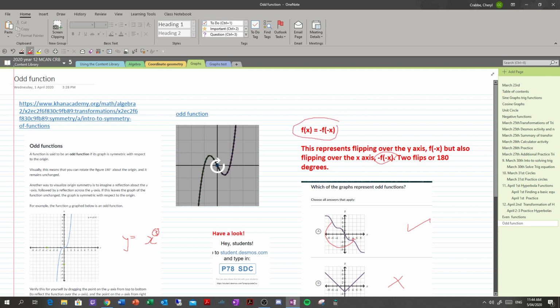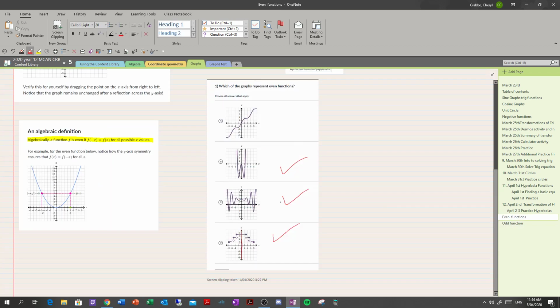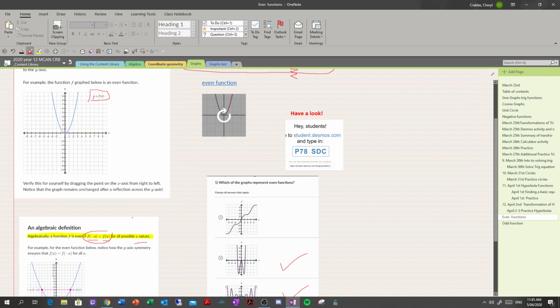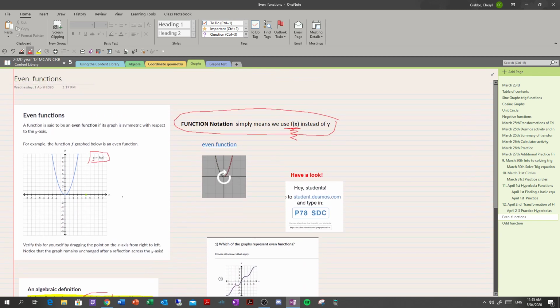So you basically have this statement here with odd functions, and with even functions, you basically have this kind of statement. A function f is even if f of x is equal to f of negative x for all possible x values. And by the way, function notation is f of x. We use f of x instead of y. Basically, that's all you need to know at this point. So you see f of x, that means we're dealing with a function, and basically y is equal to f of x. That's how we just, instead of writing y, we just write f of x. And so this is function notation.